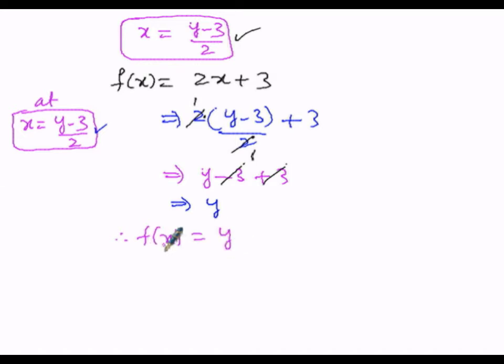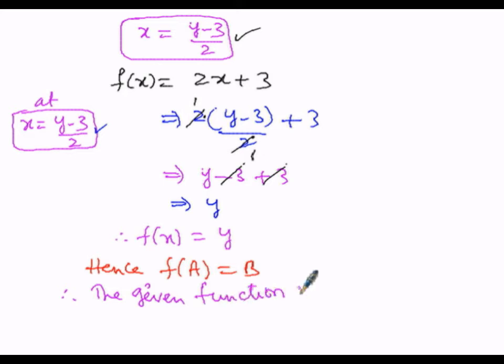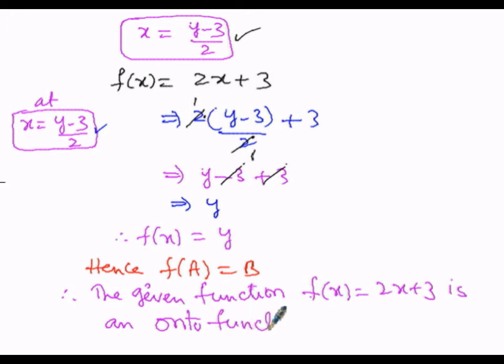So here f of x equals y, hence we can write it as f of a equals b. So here the image of a is equal to b. Therefore it is called an onto function. So the given function, that is f of x equals 2x plus 3, is an onto function, or in other words called a surjection.